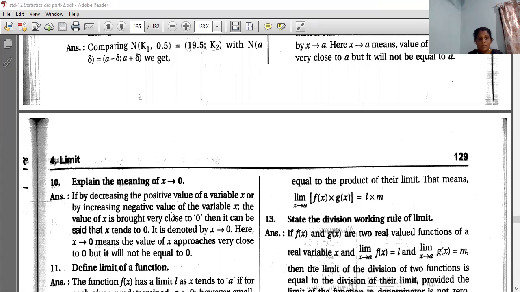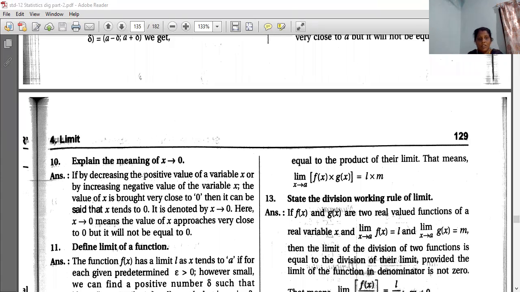What was x tends to a? And what is x tends to 0? If by decreasing the positive value of the variable x or by increasing the negative value of the variable x, the value of x is brought very close to 0, then it can be said that x tends to 0. It is denoted by x tends to 0. Both the meanings you have to learn by heart.